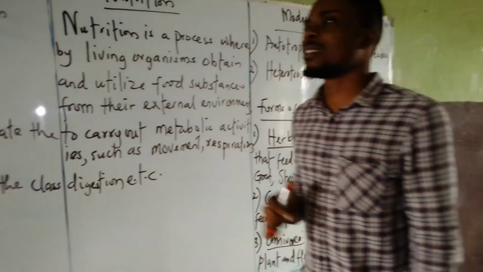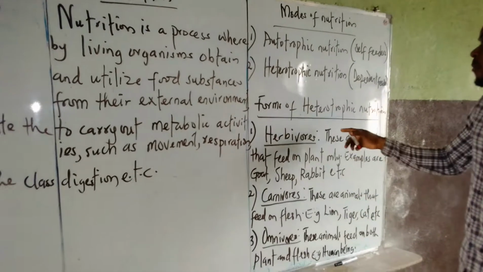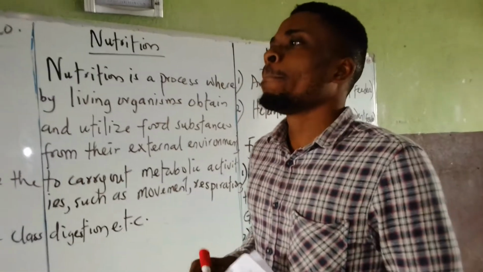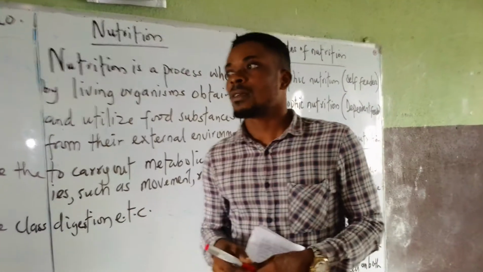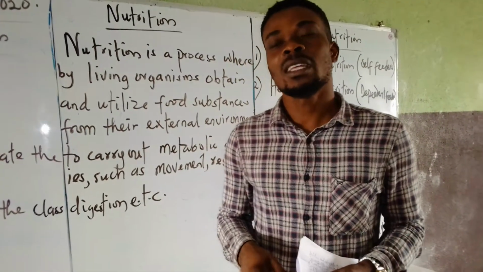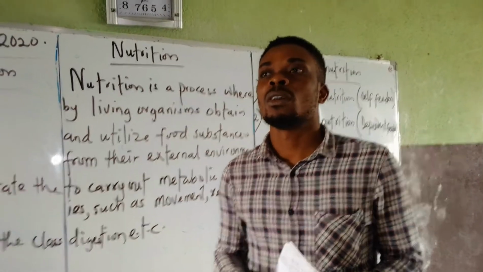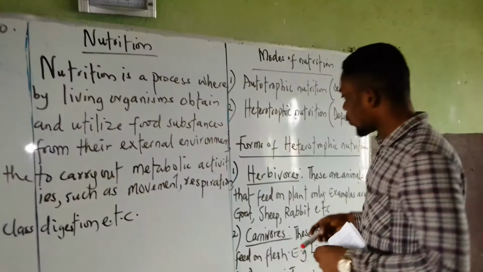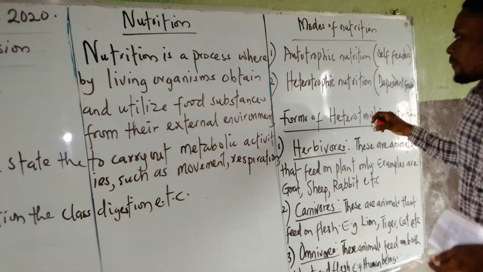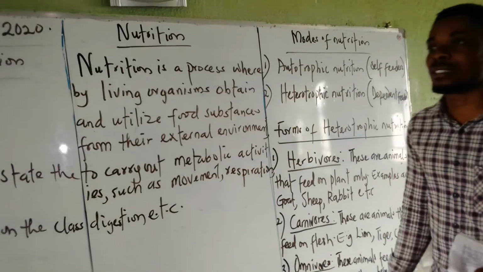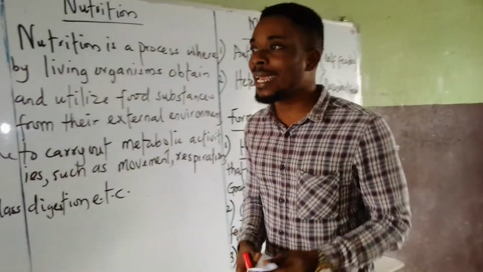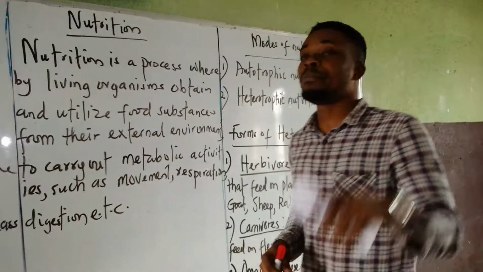Now, we also have one that is not stated here. In that form of heterotrophic nutrition, we have the scavengers. Certain animals feed on dead organisms. Example is vulture. If you observe, vultures feed on organisms that are dead. So I can add it as the fourth form of heterotrophic nutrition: scavengers. Scavengers are animals that feed on dead, decaying organisms. Example is vulture.